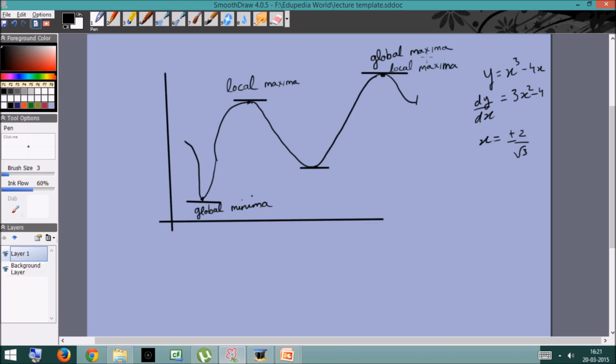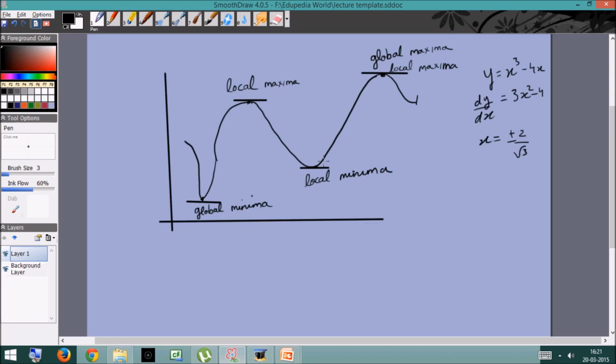So a local maxima is simply a point which is the maximum value of the function in its immediate neighborhood. So in this immediate neighborhood, we see that this point has the maximum value. In this neighborhood, we see that this point has the maximum value. So both these points are local maximas. However, this point is the global maxima. Similarly, both these points are local minimas. However, this point is a global minima. So we know how to calculate now local maximas and global maximas and local minimas and global minimas.